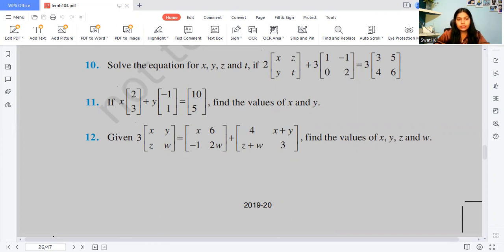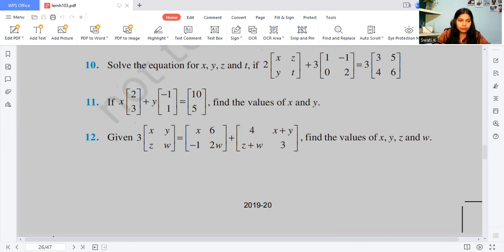So the very first thing that we are going to do is the basics, which I have already covered in the first part of the video. So I'm just going to cover the solution directly. Again, you can watch the first part of the video. So let's multiply this. Of course, this 3 will get multiplied with each of the entries inside the matrix. So 3x, this is 3y, this is 3z, and this is 3w.